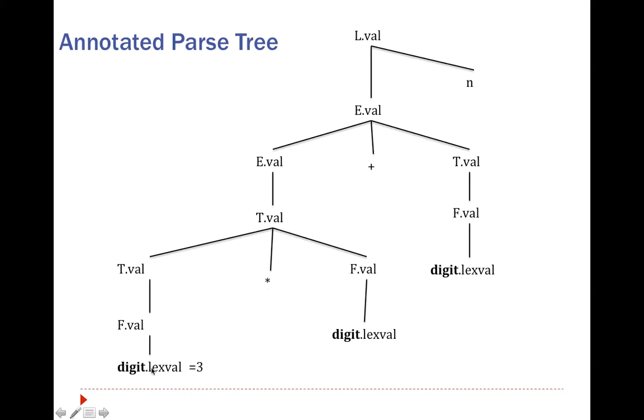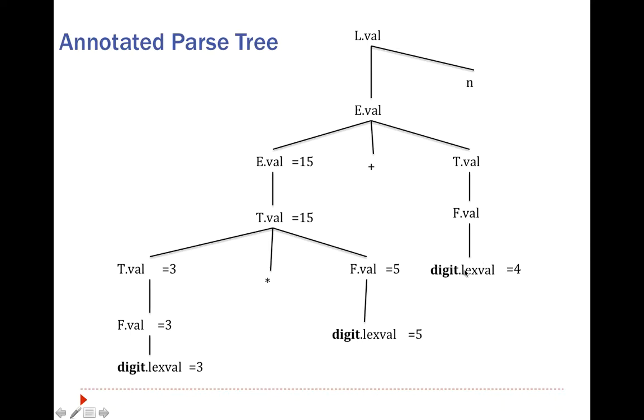So this will be 3. This 3 is given further to the parent node. The parent val attribute is computed using the children lexval attribute. So it becomes 3. Again it is given to its parent. Because it is using the synthesized attribute, the parent value is computed using the children values in this way. Then this gets the value 5, which is passed on to its parent. Then 3 multiplied by 5 is passed on to its parent. Then it is passed on to its parent.